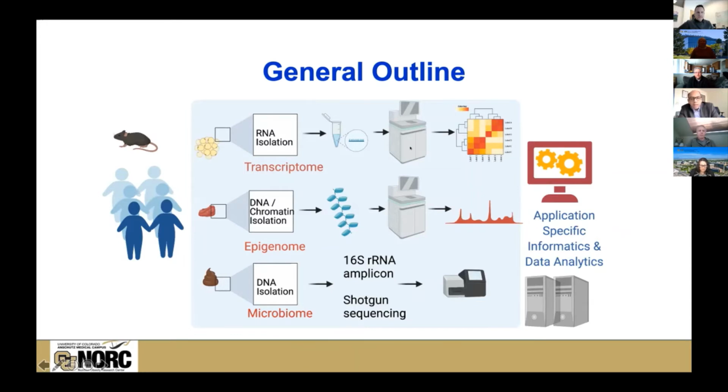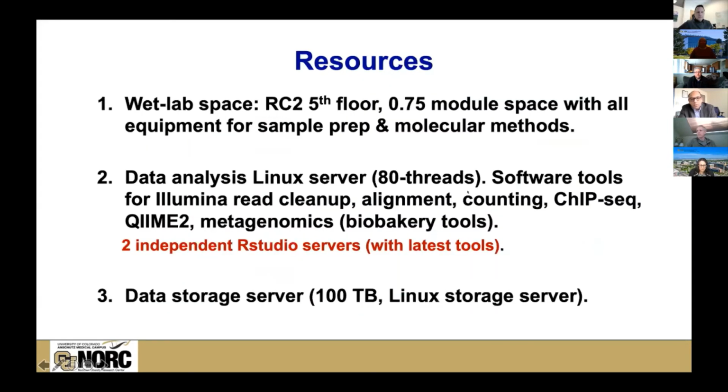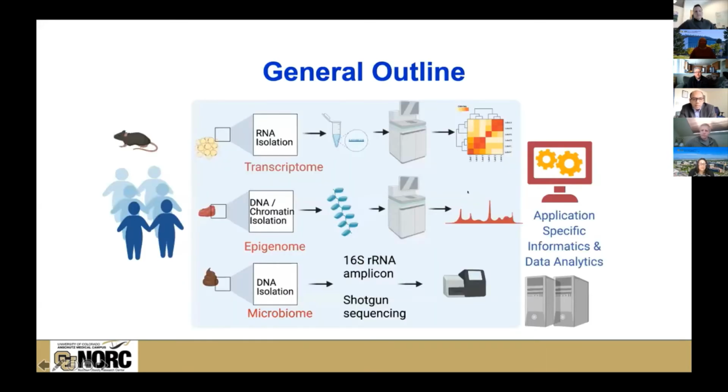The same kind of walkthrough can be done for chromatin and DNA methylation type analyses, where you can come in with DNA or a tissue, and we can isolate chromatin, perform ChIP again, and then we have bioinformatic pipelines for ChIP-seq and DNA methylation.